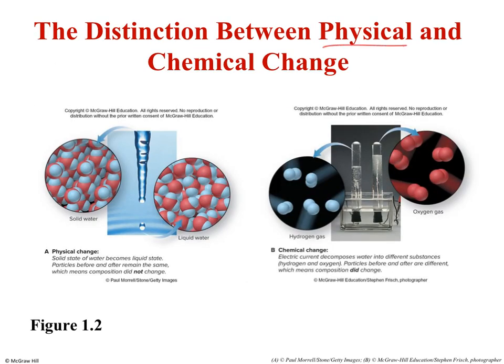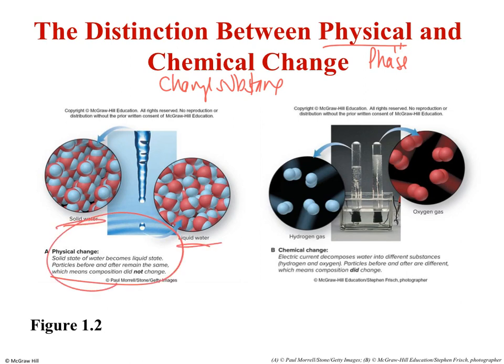So remember, a phase change is a physical change. For a chemical change, you've got to change the substance. This is showing you solid water and liquid water, but in a chemical reaction, you have to break those bonds and form new bonds. That's what they're showing you, this electrolysis, with hydrogen and oxygen gas making water. So you see the two molecules of hydrogen, you have oxygen, and when you add those together, you make water.